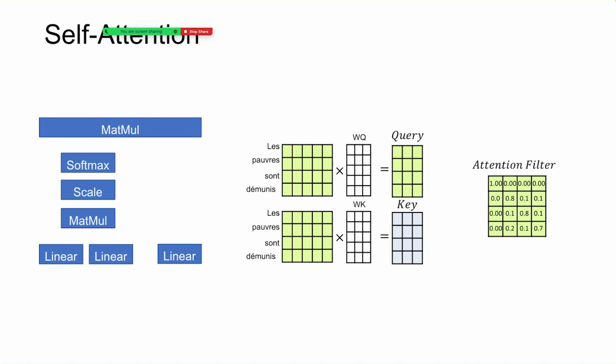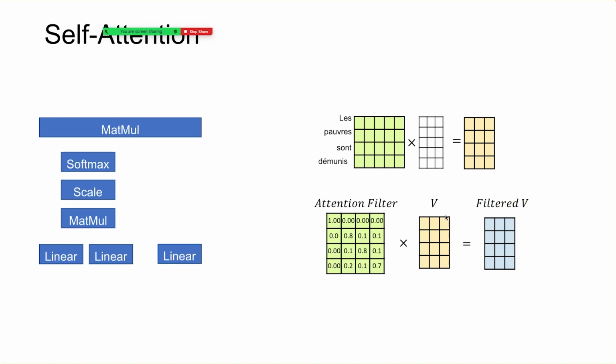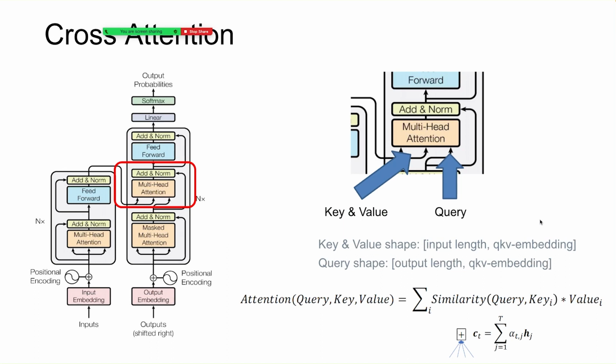Okay, now here's another diagram for this process. Here, who can tell me what the embedding is? Yeah, the embedding here is 3, and the 4 is your text length. So you get your query with a WQ, you get your key with a WK, you get an attention filter, which is length times length, and then you multiply with the vector V, and you get a new hidden state. Easy peasy, right?